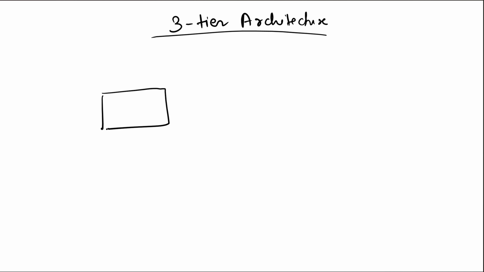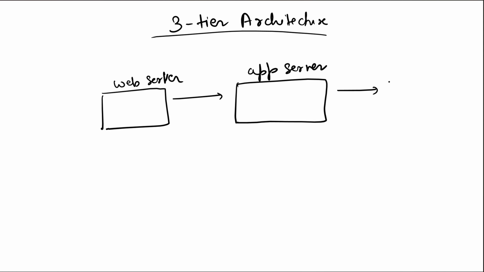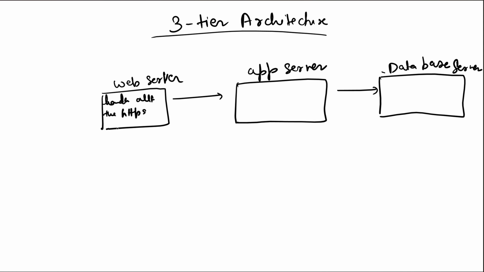So what is three tier architecture? In three tier architecture there is one web server, one app server, one database server. So what is the web server? It handles all the HTTP protocol requests. And what is the app server? App server is where all the developed files are kept. Like for registering, it is register.java. For login, login.java, like that. What is the database server? Database server is a place where all the data is kept.